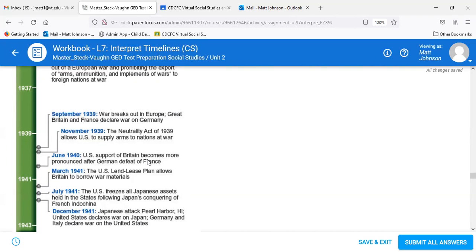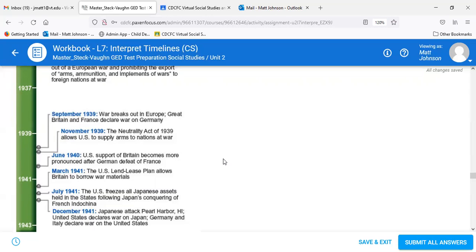So then 1941, the U.S. Lend Lease Plan allows Britain to borrow war materials. July 1941, the U.S. freezes all Japanese assets held in the States following Japan's conquering of French Indochina. French Indochina being Vietnam. So now we're looking at an issue on the Pacific side with Japan. Then we're looking at war in Europe, Germany, and then December 1941.